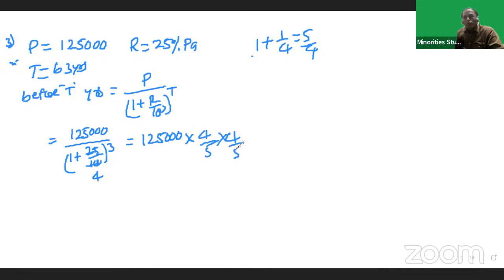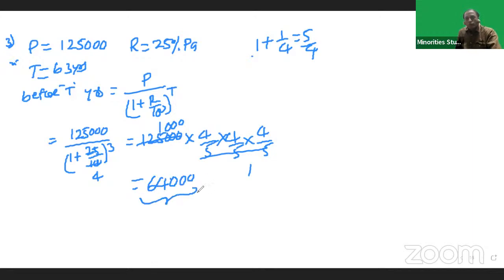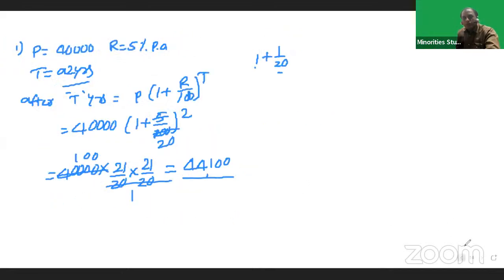4 by 5 into 4 by 5 into 4 by 5. 5 into 5 into 5 is 125. 125 into 1000 gives 1,25,000. Now 4 into 4 into 4, 4 cube, that is 64. 64 into 1000, 64,000 is the right answer. Next question.